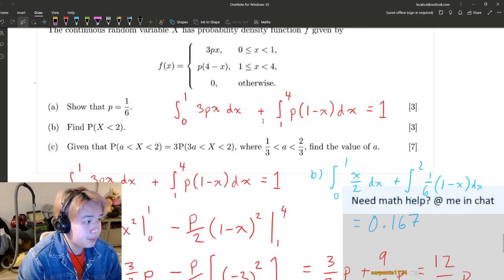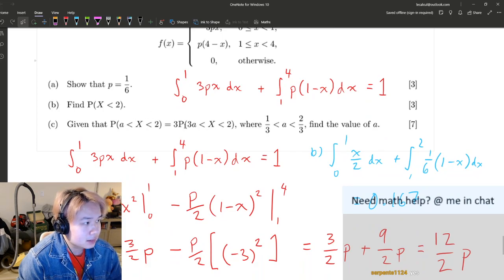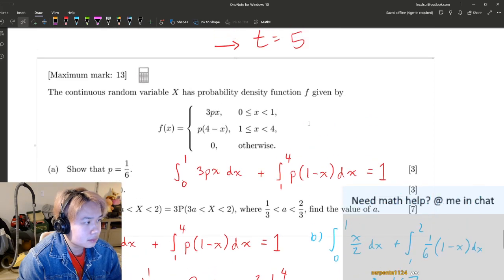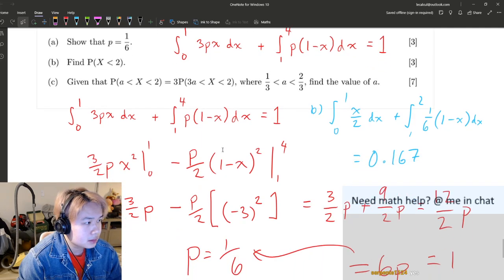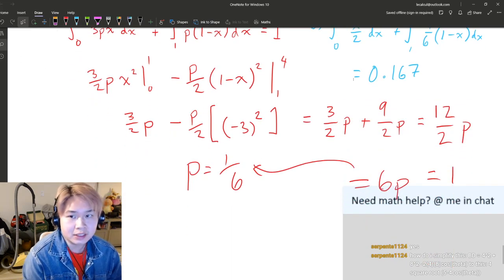Okay, so next up, given that this is equal to this, and then A is here, find the value of A. Okay. I guess we do something like this. I'll probably find an expression including A if I do this general integral, and then same thing over here. But before I do, my first question of the night.